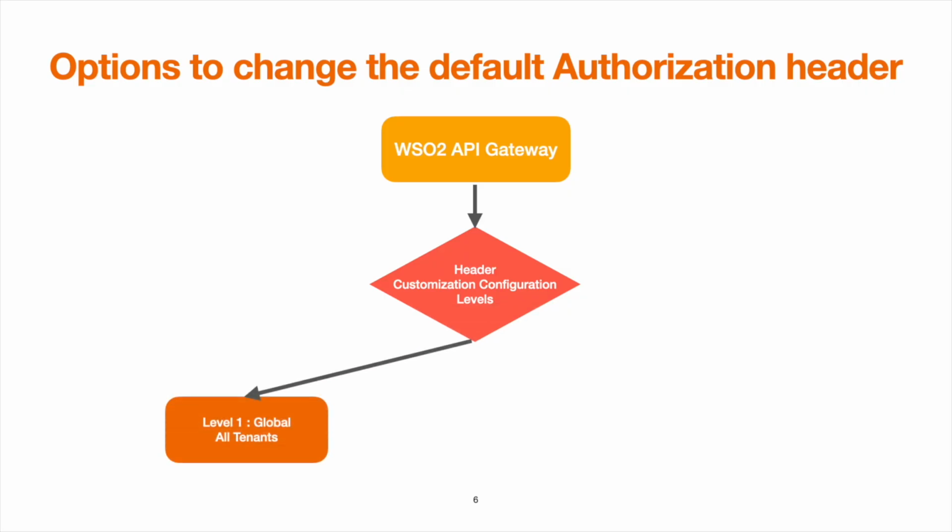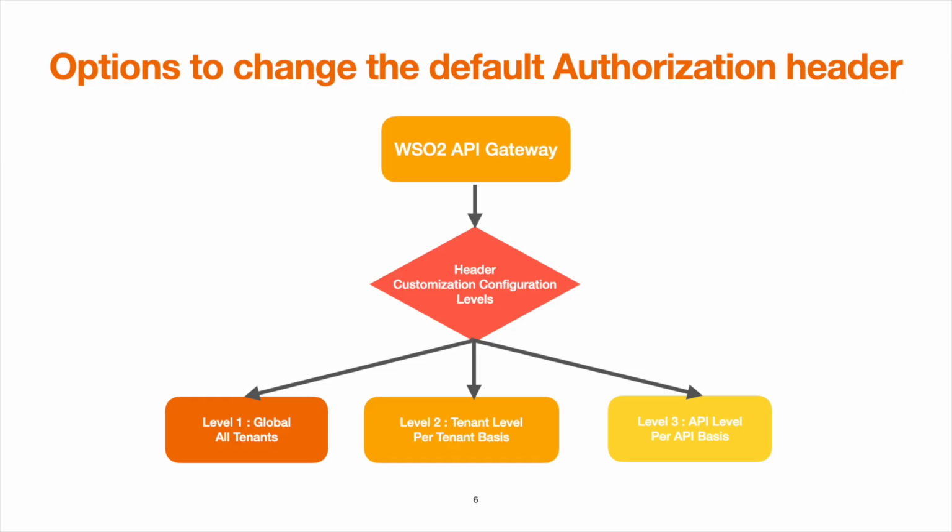So first we have it at the global level, that is all tenants level. Second is at per tenant basis, and third one is at per API level. So these are the three ways which we can do so. For making the changes at tenant or all tenants level, this can be done via the deployment.toml file which is available in WSO2 API Manager.